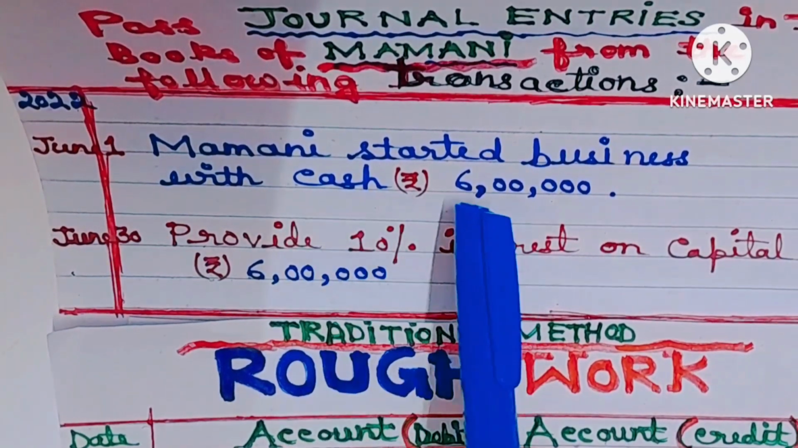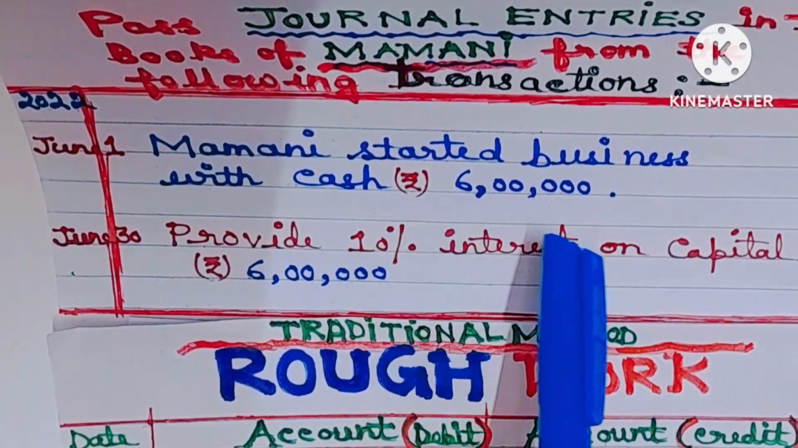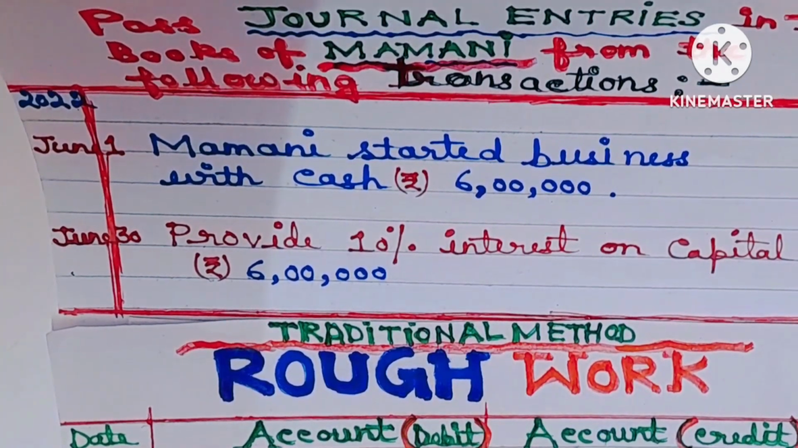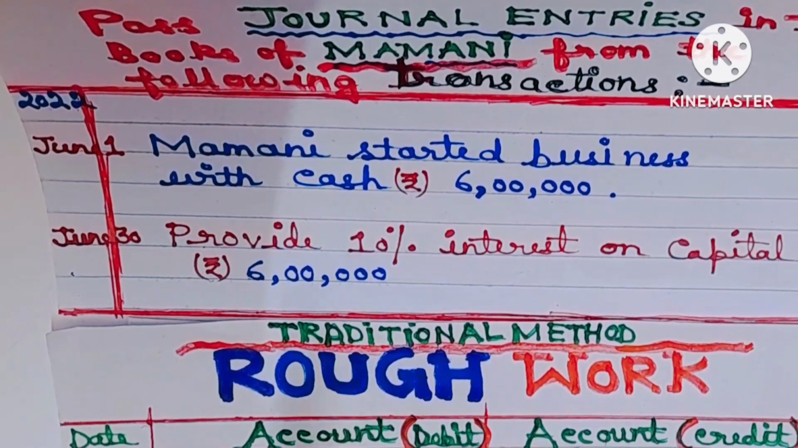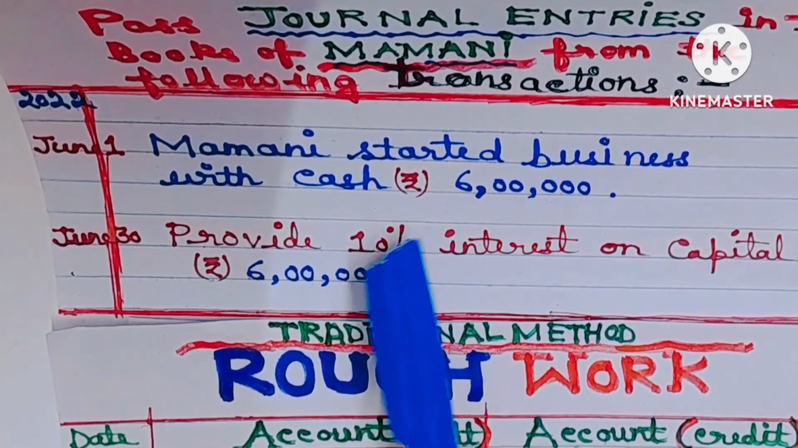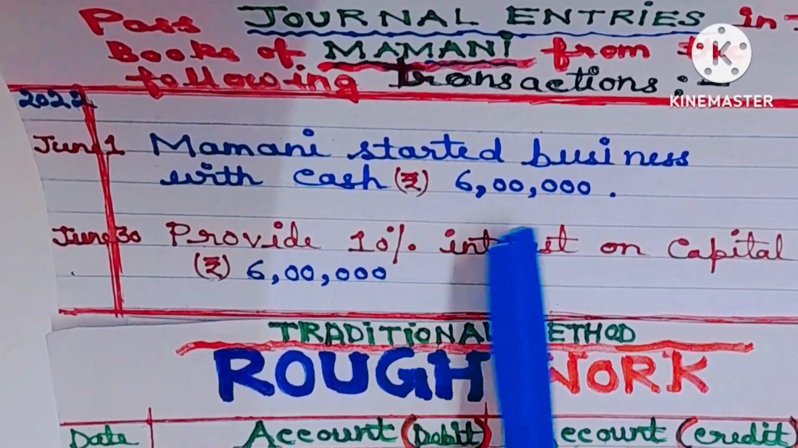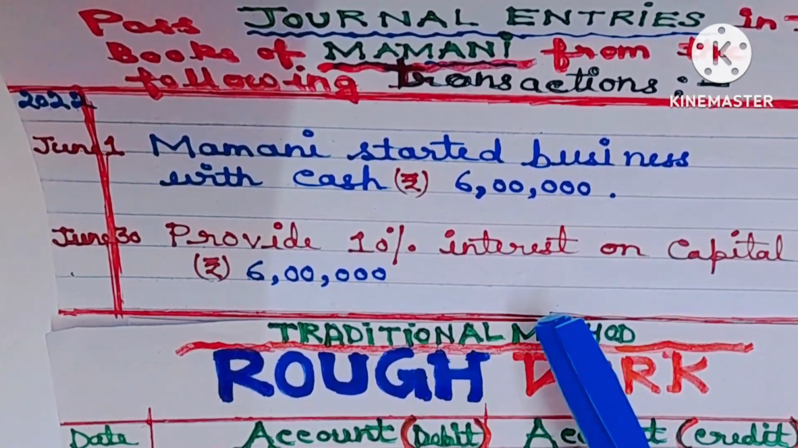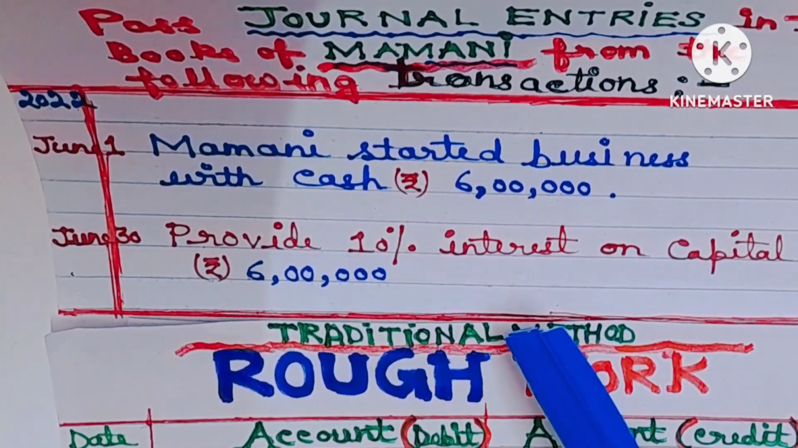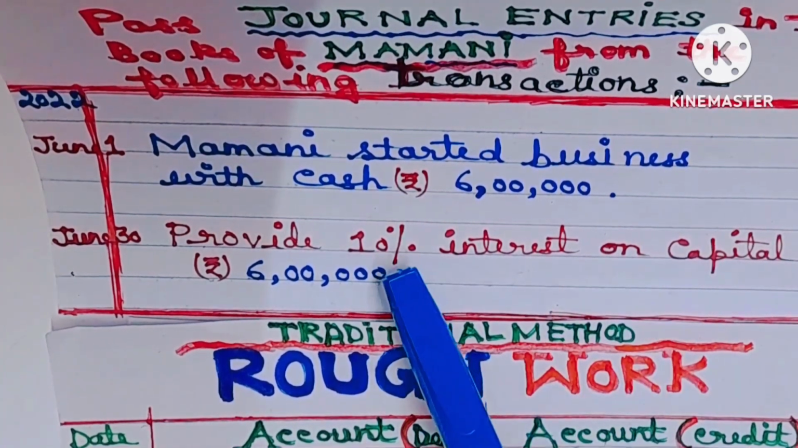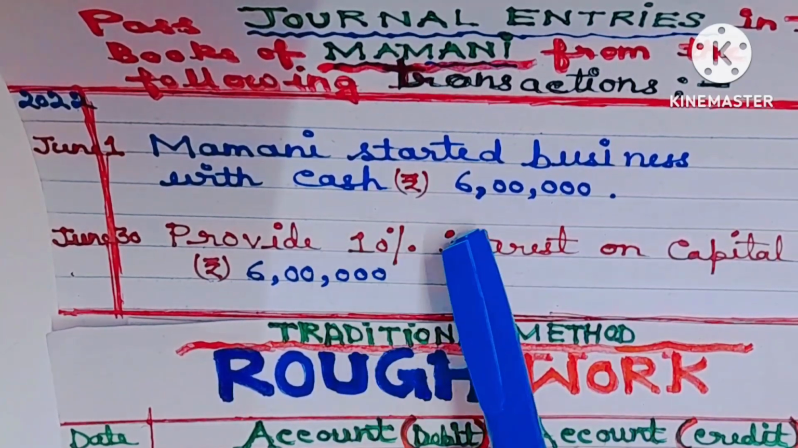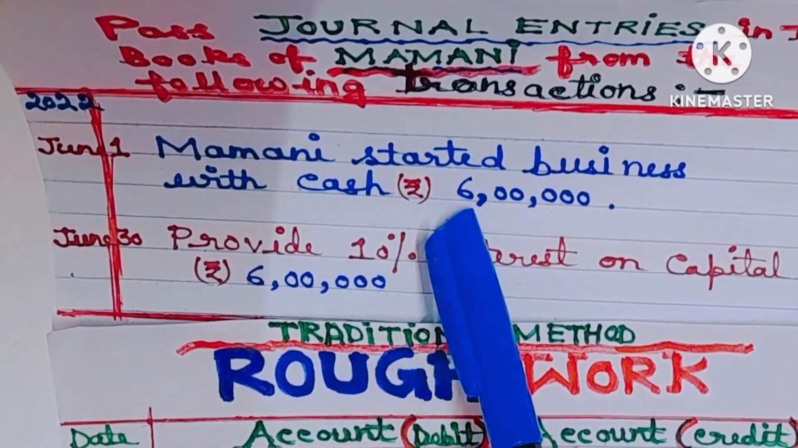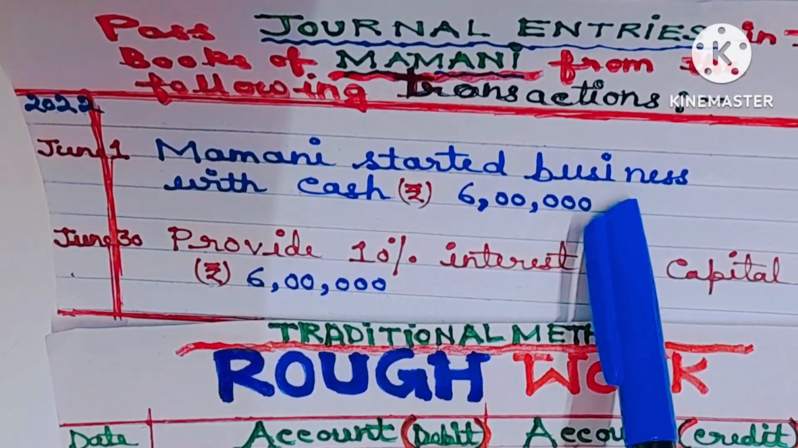1st June, Mamuni started business with cash rupees 6 lakhs. Please remember how to prepare journal entries in accounting. The first step is first read and understand the transaction clearly. What is the second step? The second step is, since we are doing simple journal entry, let us identify the 2 accounts involved in the transaction. So what are the 2 accounts? First one is cash account. And what is the second account? Capital account.